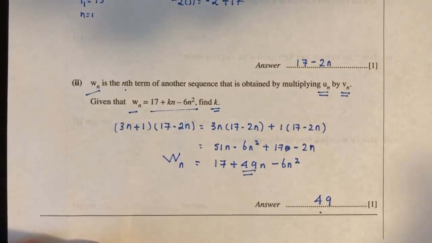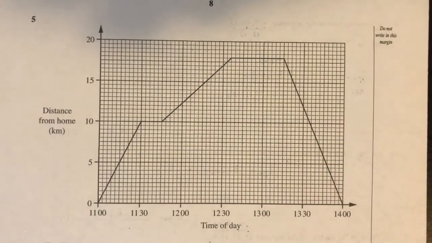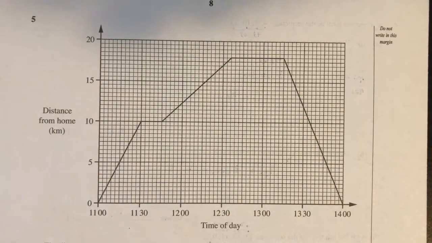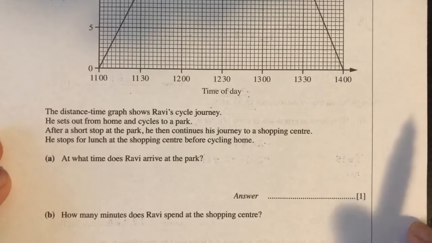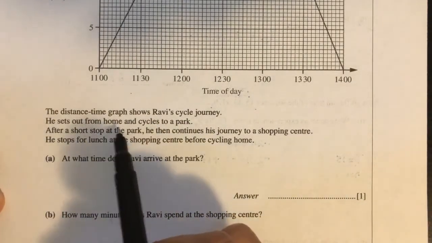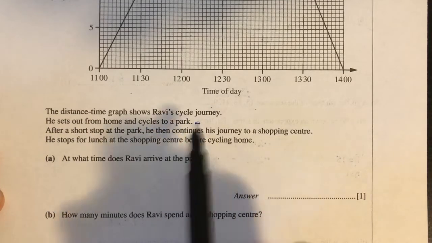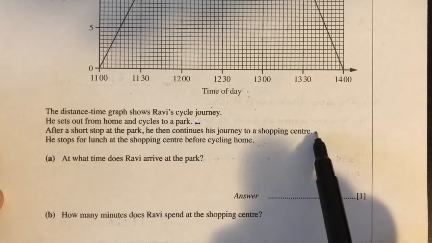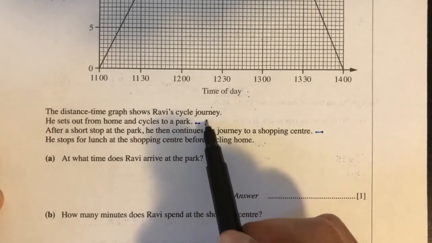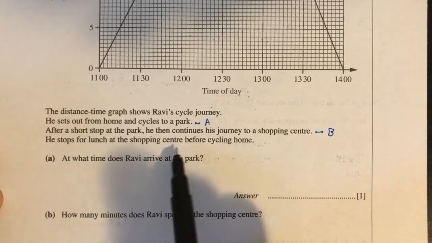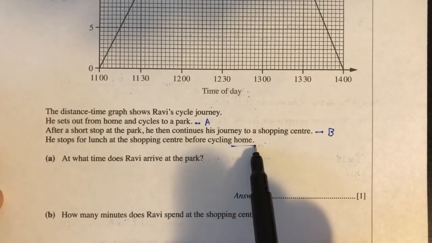Okay, so that was question number 4. Moving on to question number 5. Here we have a distance time graph. It is Ravi's cycle journey. He sets out from home and cycles to a park. That's the first stop. And then after a short stop at the park, he then continues to a shopping center. So we have two parts, A and B. And then he stops for lunch at the shopping center before cycling back home.